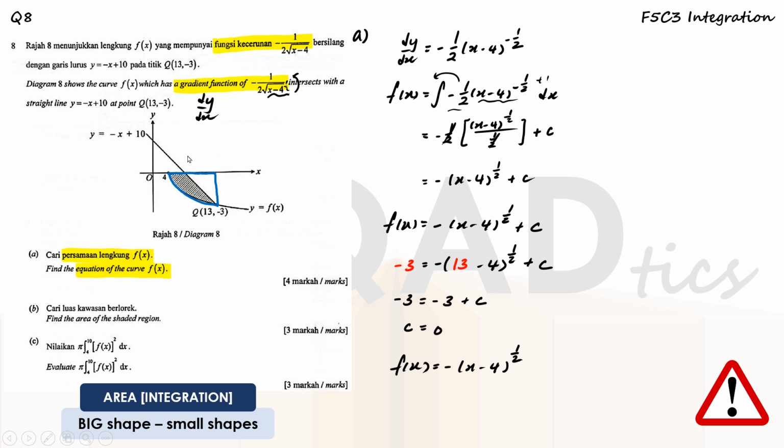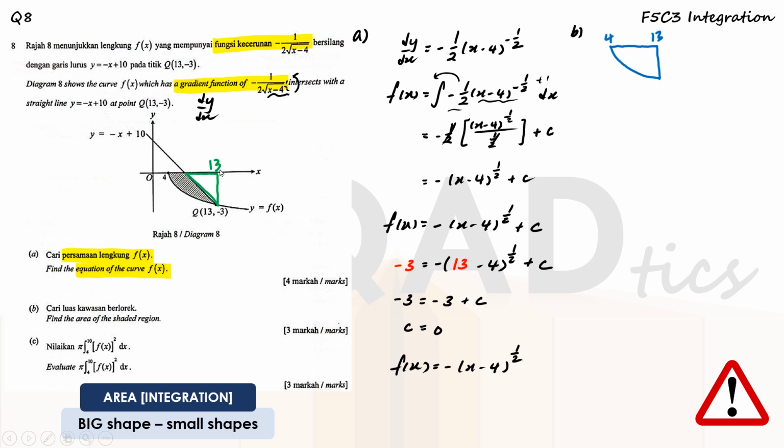Right, so let me find the minimum and the maximum values of x for this area. Right, so the minimum is 4, and since the x coordinate is 13, so this would be 13. Okay, and then we need to minus out the small shape, which is this small triangle, right? Okay, so again, we need to find the lengths, but firstly, we need to find the coordinates, right?